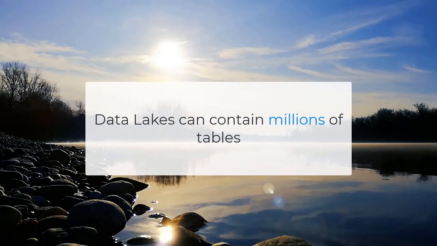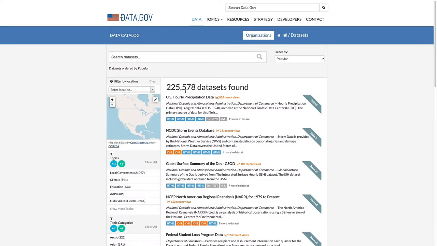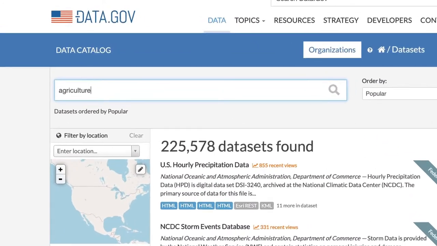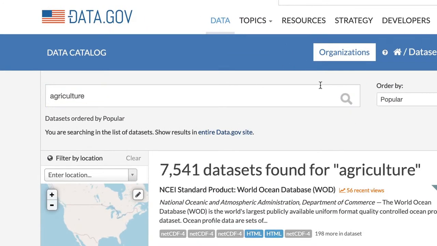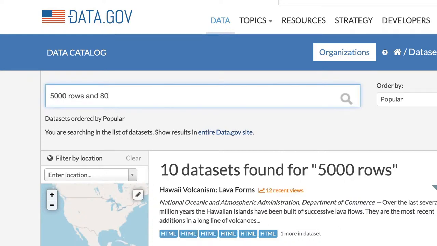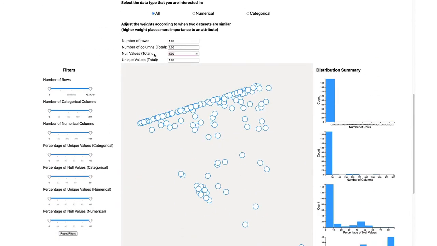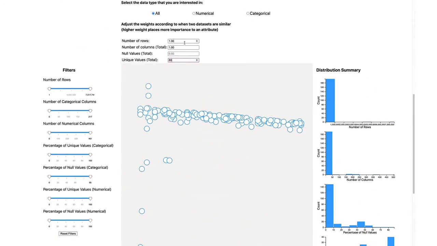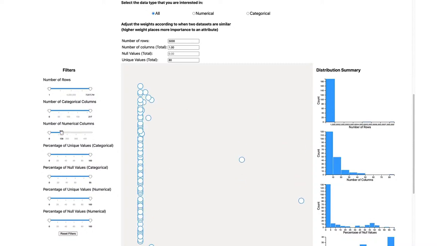Data lakes can contain millions of tables. Data portals have tools like keyword search to find datasets, but often researchers don't care about semantics, but rather structural metadata. Can I find a dataset with many rows, few columns, and preferably a high number of unique values? Log Perspective visualizes structural properties based on the user's needs and helps researchers fish out datasets with appropriate structural properties.